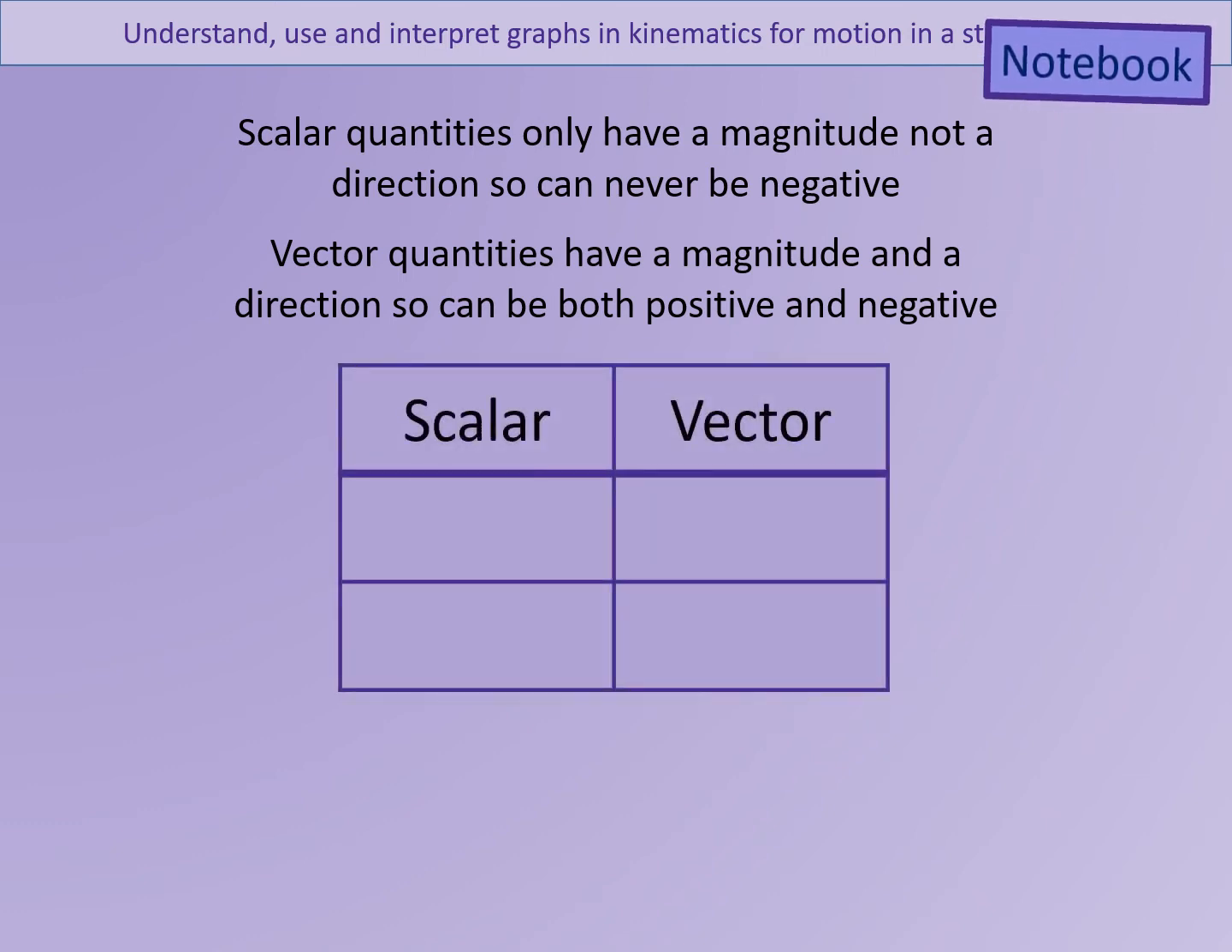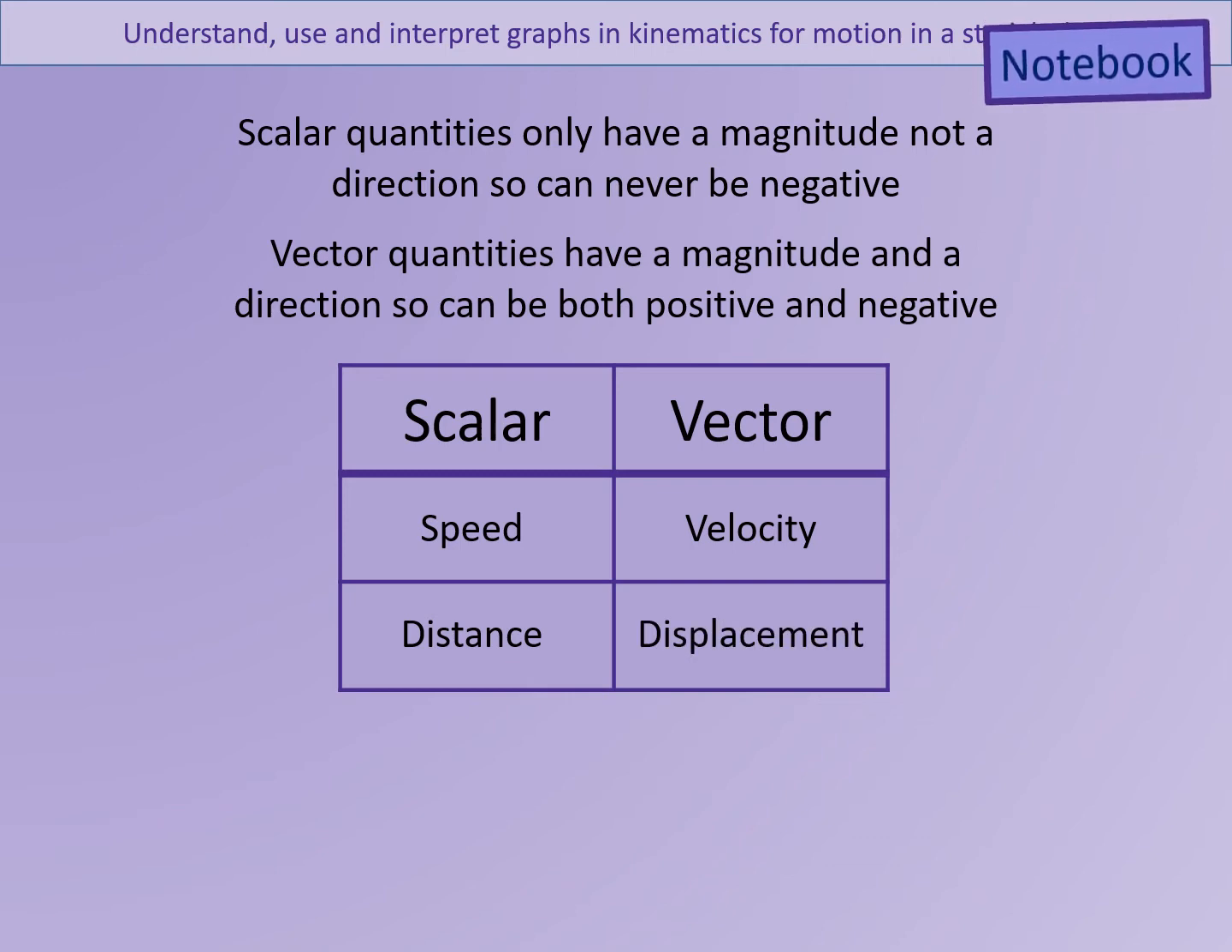To give you some examples of scalar and vector quantities, the speed of an object is a scalar quantity, so it will only have a positive value. It just tells you how fast they are travelling, but not what direction. However, the velocity will tell you how fast something is travelling, the magnitude, but also the direction they are travelling in, plus or minus. Similarly, the distance that something has travelled will be given as a scalar, so we'll just have a positive solution. Whereas the displacement also takes into account direction, so displacement is a vector quantity and could be positive or negative.